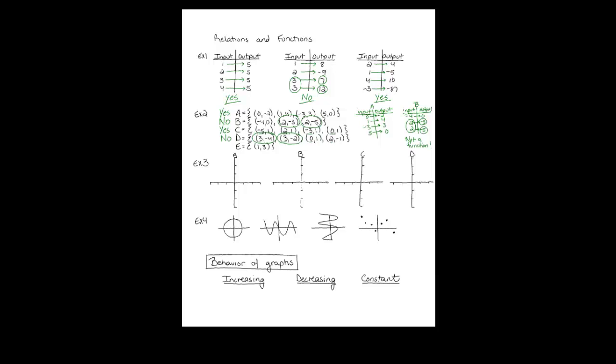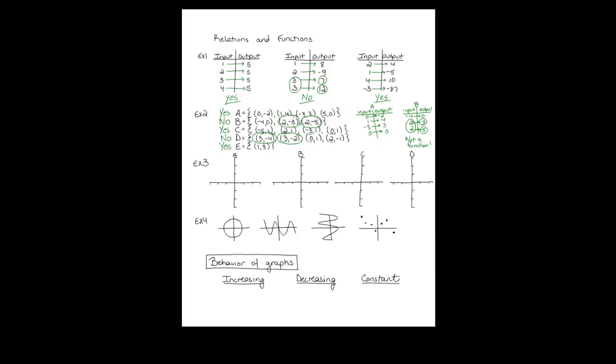Now E is a tricky one. Here in E we have only one point, one ordered pair, (1, 3). Now in order to be a function, every input has to have exactly one output value, and this is in fact the case here. The input of 1 has one and only one output value, which happens to be 3, so E is technically a function.